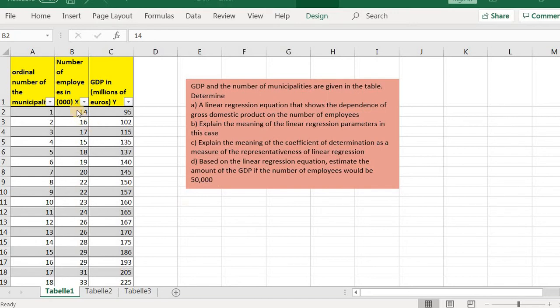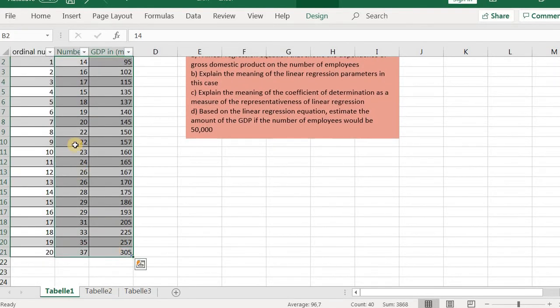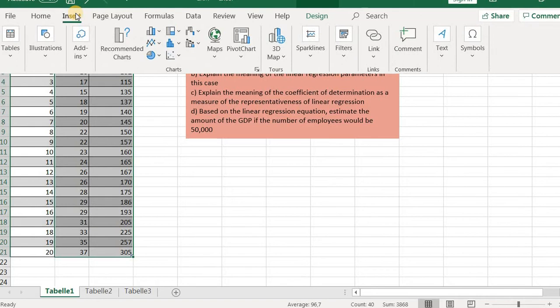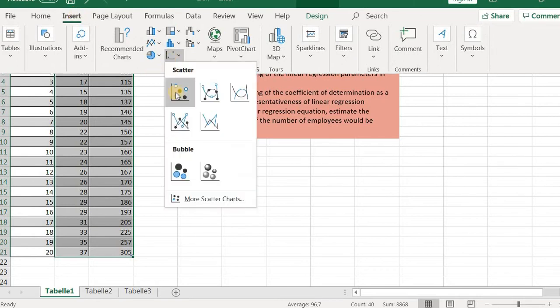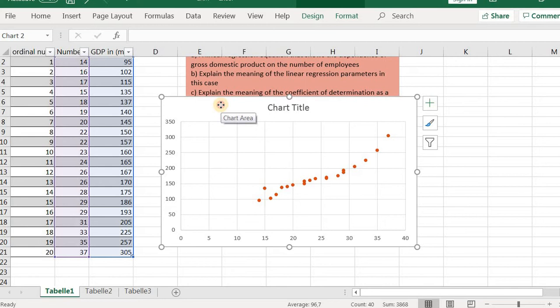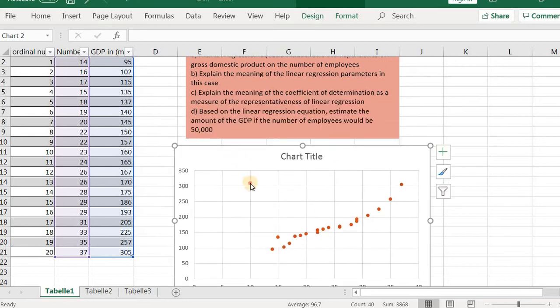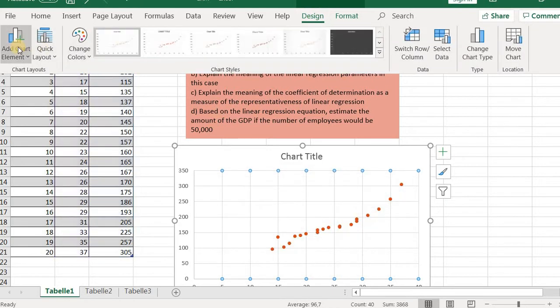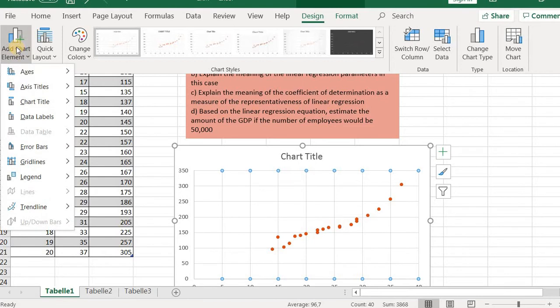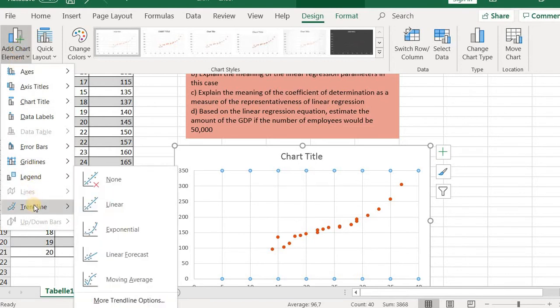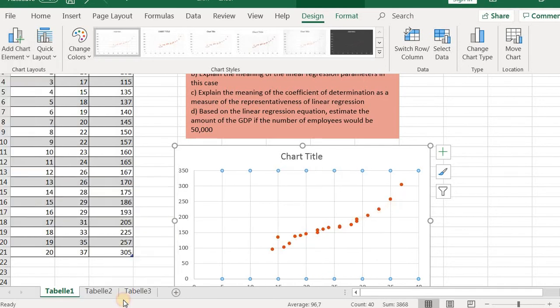First of all, we have to go here and mark these two columns. Then go to Insert, Charts, Scatter, pull down the scatter, okay, click here and go to Design. In Design we should choose this option here, Add Chart Element, and we have Trendline. We can see our linear, but we need more trendline options. Why?